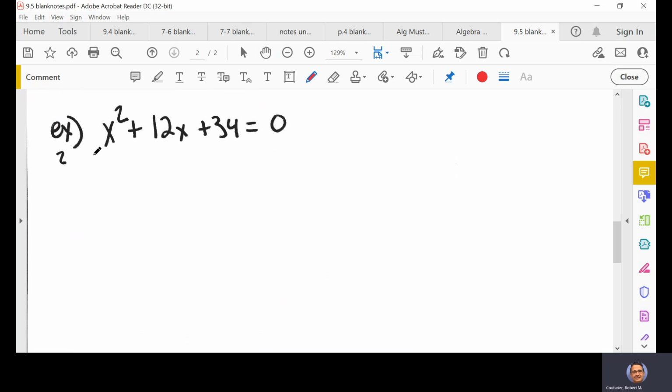Here we go. Look, A is already 1. That is exactly what we were looking for. A is 1, but we need to move this C. I want to move this to this side. Okay, when I do that, I now have the new equation: x squared plus 12x, leave a space, equals -34. Now we have to fill this in.